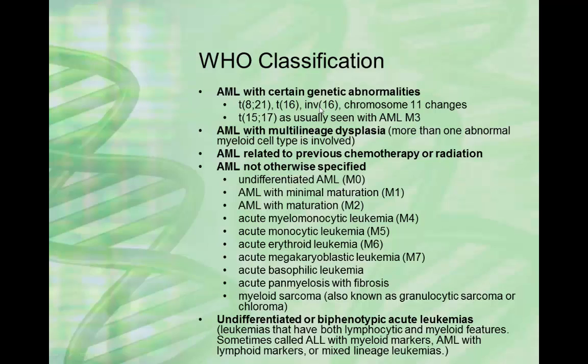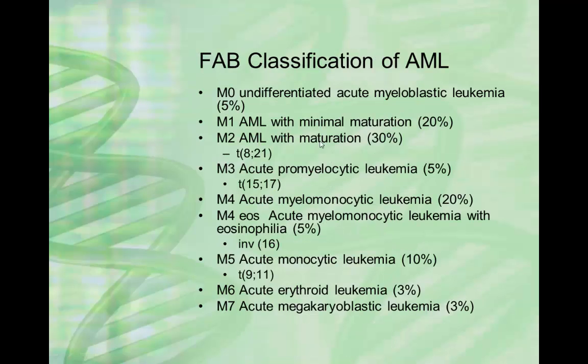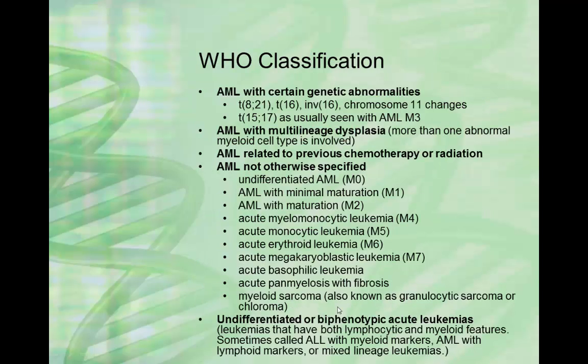If we go by the WHO classification, the first grade is AML with certain genetic and chromosomal abnormalities, which will give a really bad prognosis. Then AML with multilineage dysplasia, so many of the lineages are involved. AML related to prior chemotherapy or radiation. AML not otherwise specified, as we have in the FAB classification. And undifferentiated and biphenotypic acute leukemia.